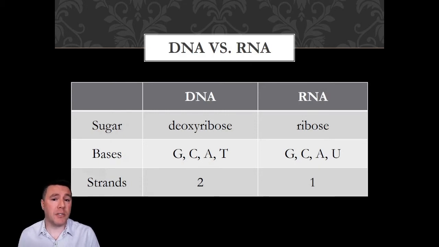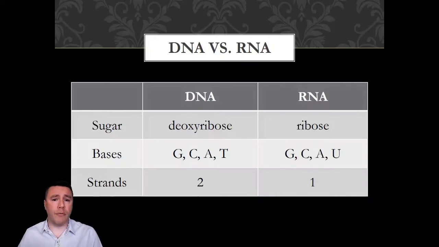Now, the bases are also different in DNA versus RNA, at least in one way. Guanine, cytosine, and adenine are found in both DNA and RNA, but thymine is only found in DNA, and in RNA, instead, we would find a base called uracil. The final difference between DNA and RNA is that DNA consists of 2 strands of macromolecule twisted around itself. That's the shape that we call a double helix. RNA, on the other hand, is just a single-stranded molecule.